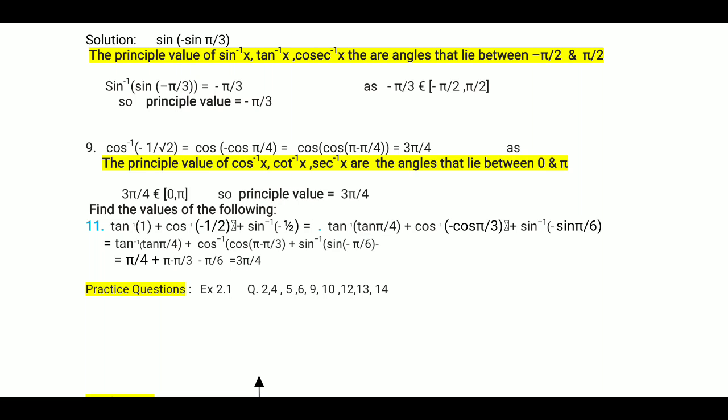So this will be written as sine inverse sine minus pi by 6, and this is equal to, removing tan inverse and tan, we get pi by 4, cos inverse and cos, we get pi minus pi by 3, sine inverse and sine removing, we get minus pi by 6. Adding all these, we get 3 pi by 4. In this way you can solve the exercise. You have practice questions, and do it accordingly.